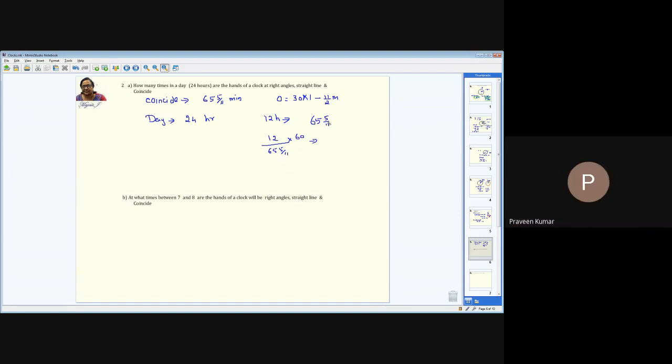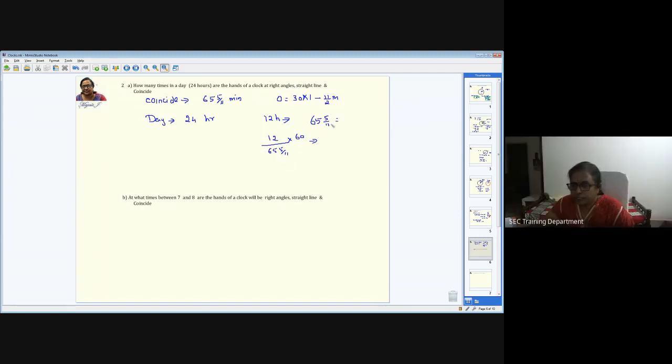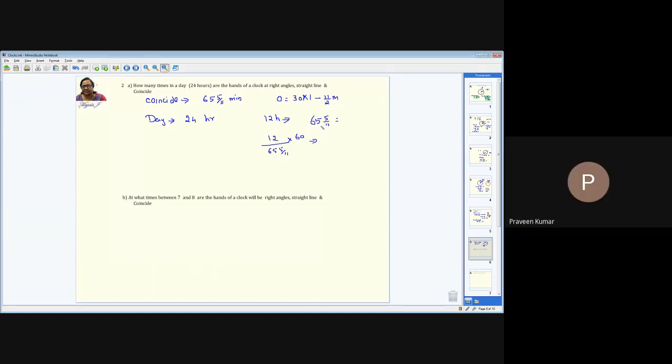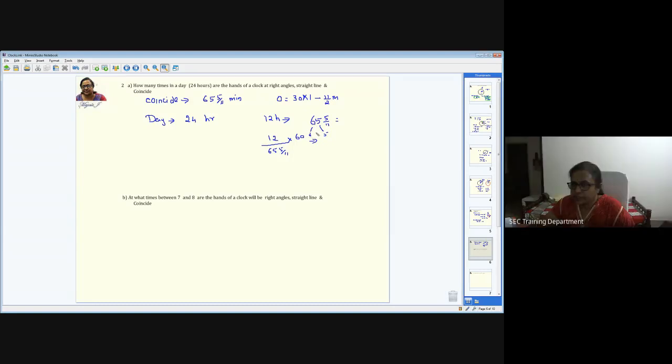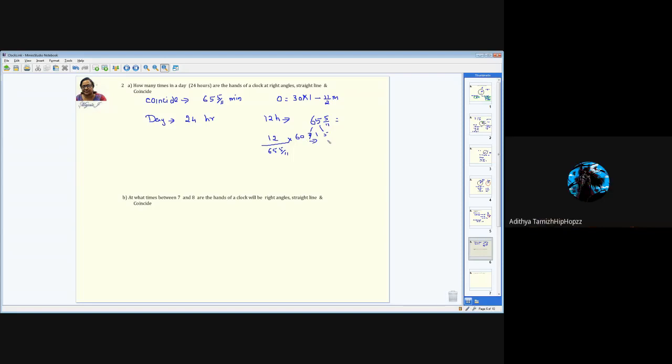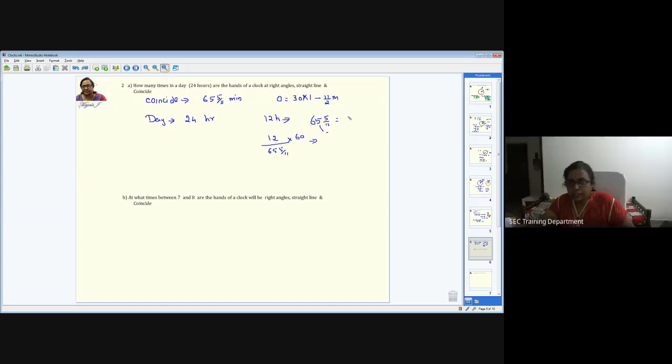First, see, it is 65 whole 5 by 11. When you make it a proper fraction, 65 into 11, what is it? 5 will come here, 6 will come here, 6 plus 5 is 11, so 1 will come in the middle, and the other one will go as the carry, is going to be 715. Plus 5, 720 by 11 now. So it's going to be 720 by 11.